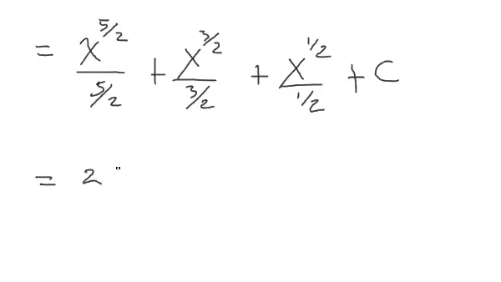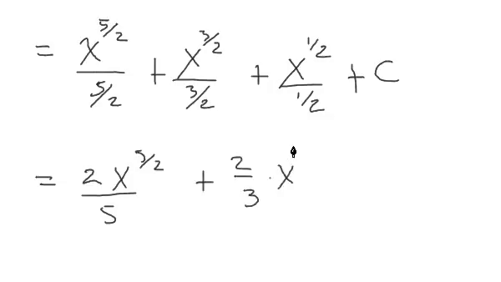So we're going to flip that fraction. That's 2x to the 5 halves over 5, plus 2 over 3 times x to the 3 halves. Now you notice I rewrote that differently, but that's okay, it doesn't matter. And then 2x to the half plus c. And then you probably want to get this into radical form and out of exponential form, and I'll let you figure that out. Okay, so good luck.